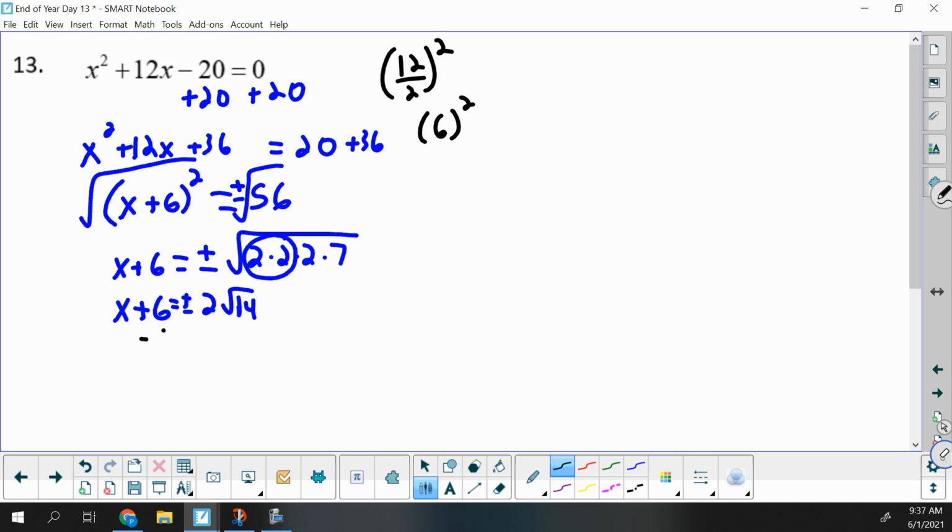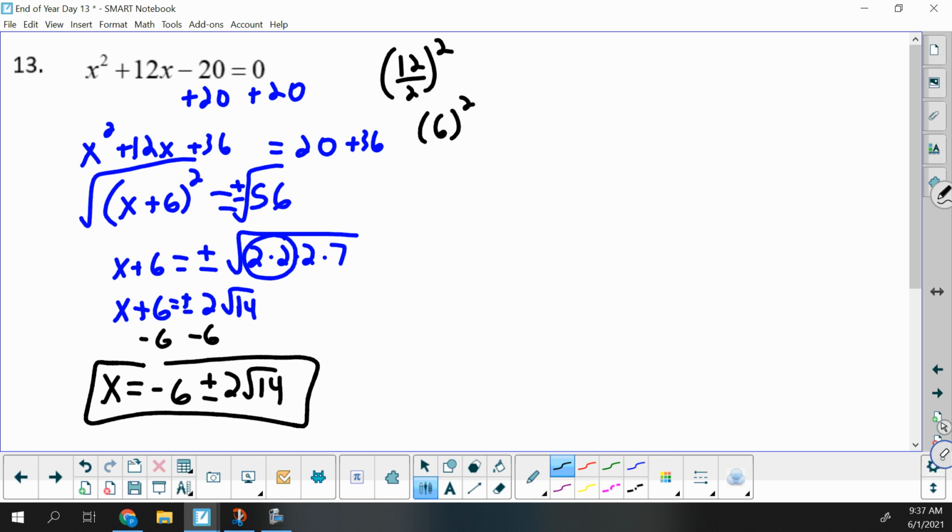And to finish off, we'll subtract the 6 on both sides. We like that negative 6 to come first, and then the plus or minus 2 square root of 14. Because then it looks like an answer that we would get from quadratic formula. Really, all that's telling us is where our parabola is crossing the x-axis.